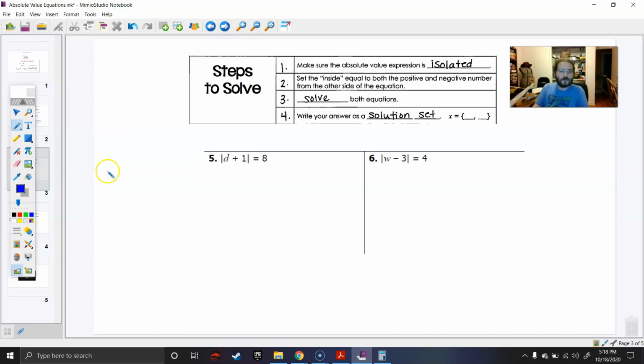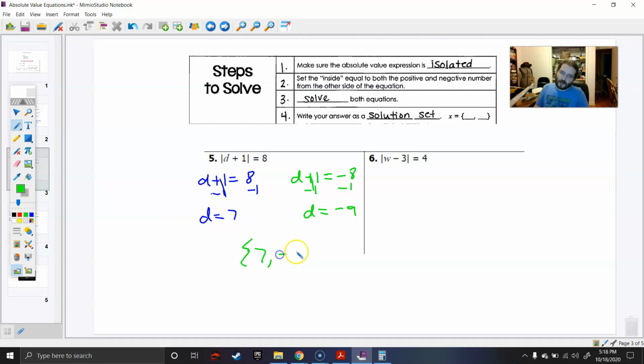All right, a couple more. So d plus 1 is going to be equal to positive 8. And our second one is going to be d plus 1 equals negative 8. And we just solve like normal. So we're subtracting 1. D is going to be equal to 7. Subtract 1. D is going to be equal to negative 8 minus positive 1. We're going to go further into the negative, so it's going to be negative 9. So 7, negative 9.